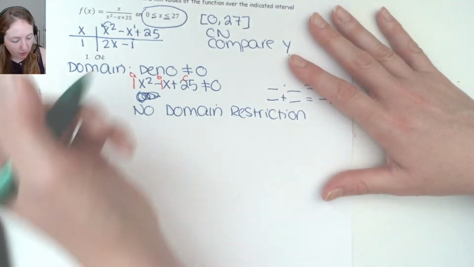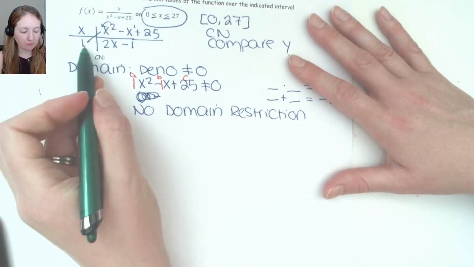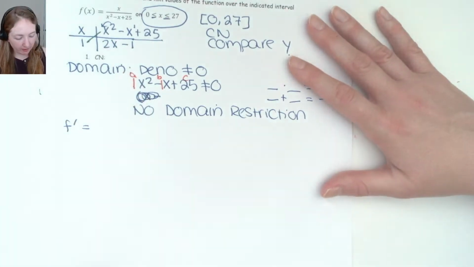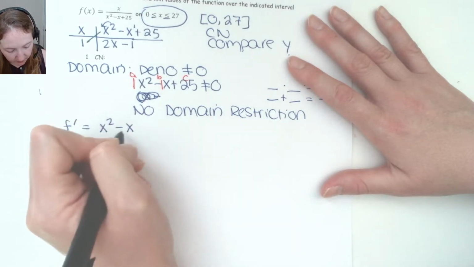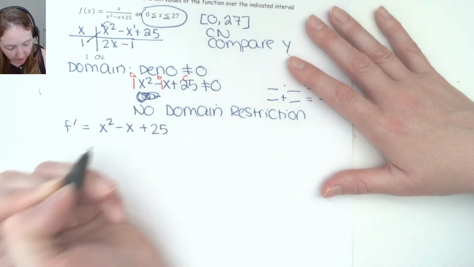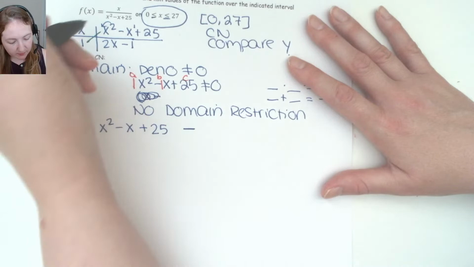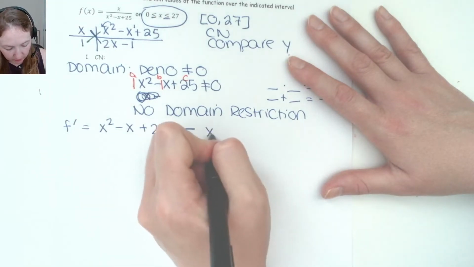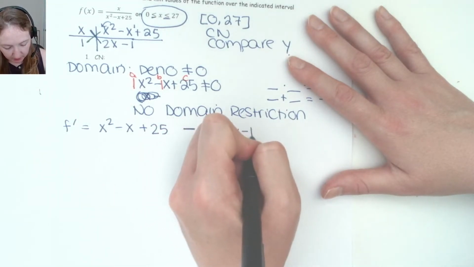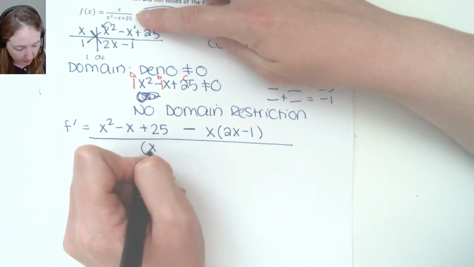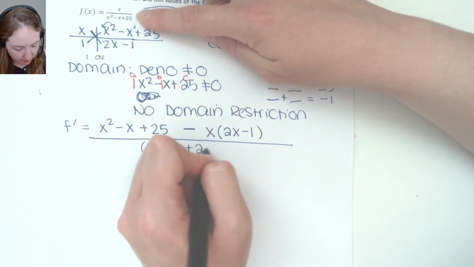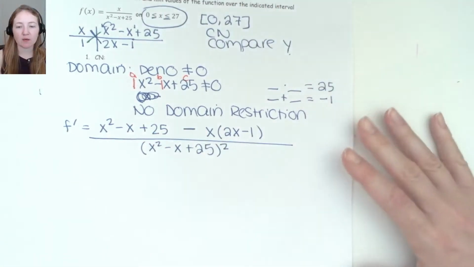When I do my crisscross, I notice that I just have 1 times something, so I can drop that parenthesis 1 and just say it's x squared minus x plus 25, and then minus, and then this other diagonal. So x times 2x minus 1 all over the bottom squared. x squared minus x plus 25 quantity squared.